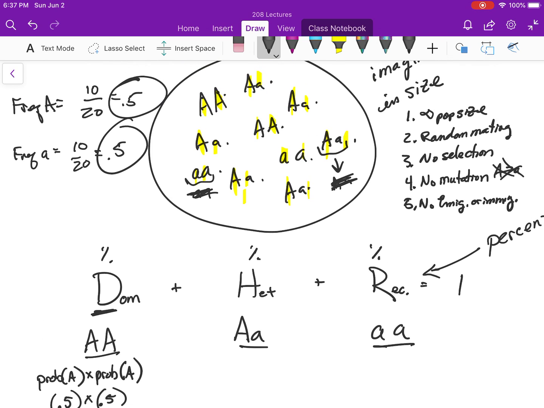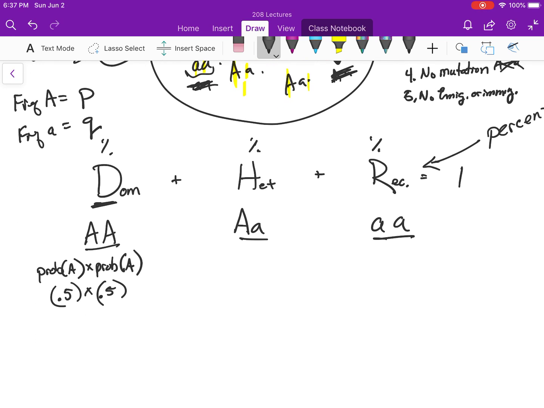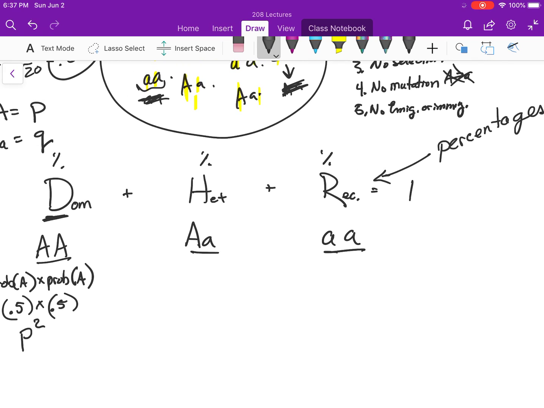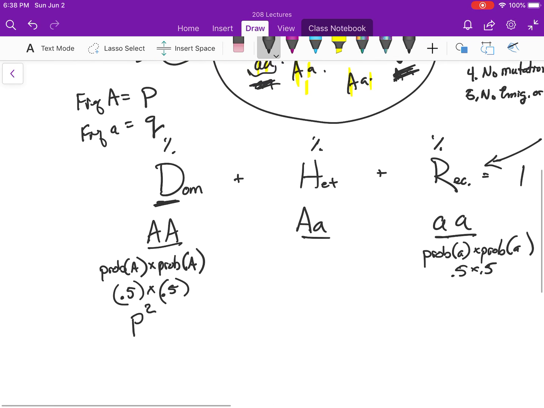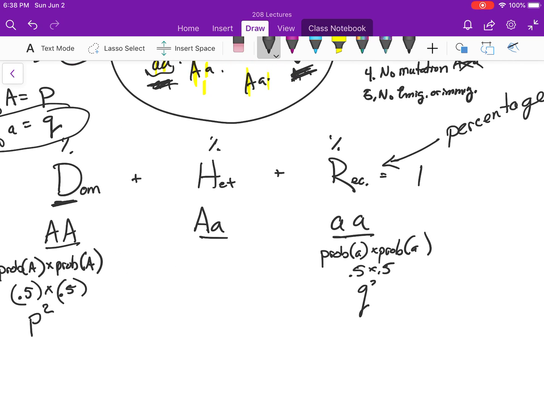Now I'm going to go ahead and name this. The frequency of big A is going to equal P, and the frequency of little a will be Q. Okay? So now we have two different letters to represent that. So this one is going to be the frequency of big A, which is P squared. The frequency times the frequency. I'm going to move to the recessive side over here. And the same thing is going to be true here. It is the probability of drawing a little a times the probability of drawing a little a. That's two in a row, right? Which is equal to 0.5 times 0.5 in this case, which is the frequency of little a times the frequency of little a, which is going to be Q squared.